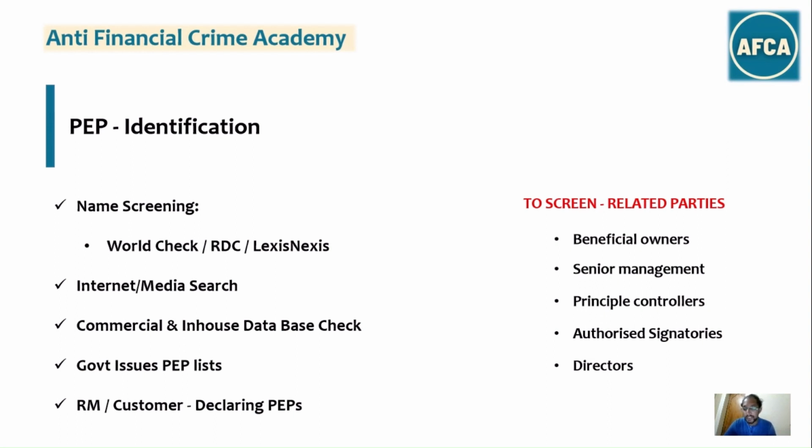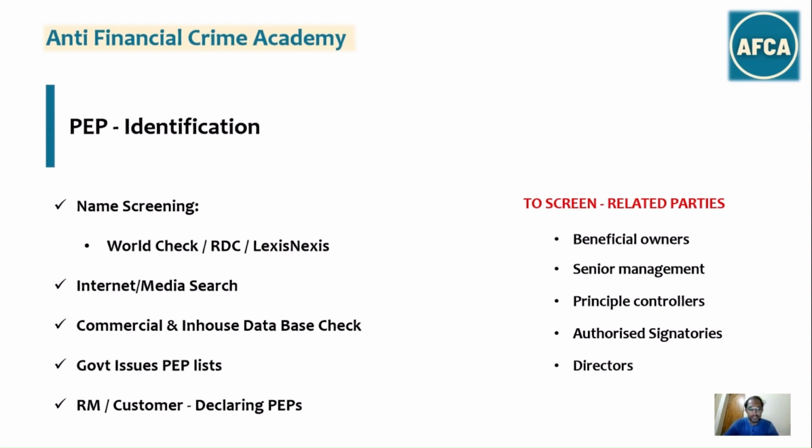Or internet or media searches, right? So the compliance officer can also check the internet and do a media search to identify if a particular individual is a politically exposed person. Or they can identify a politically exposed person through commercial and in-house database checks. There are many commercial third-party platforms which offer solutions. So the banks would also use these, or the banks may also have an inbuilt database.